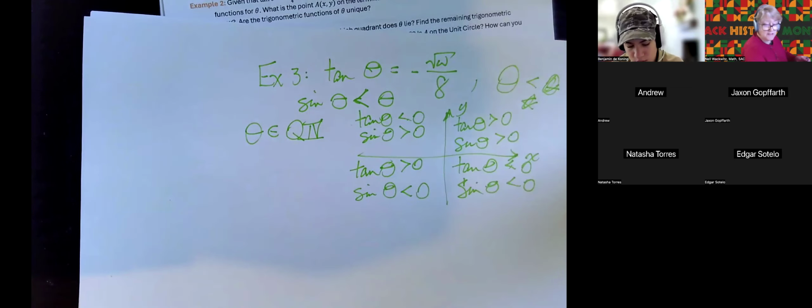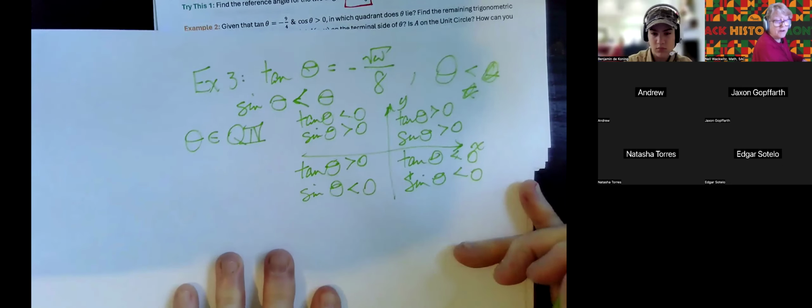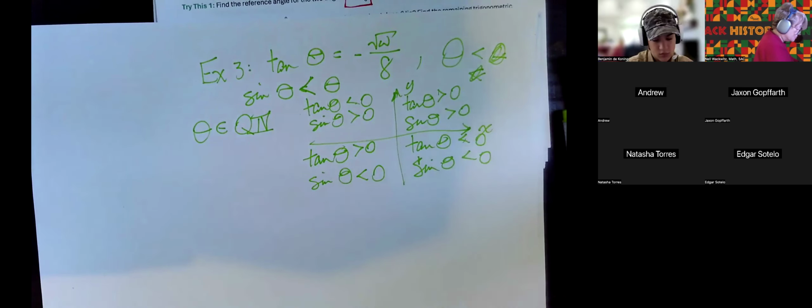So always with questions like this, where the value given isn't something from the unit circle, isn't something nice, we're going to start by drawing a triangle and labeling the sides of that triangle.